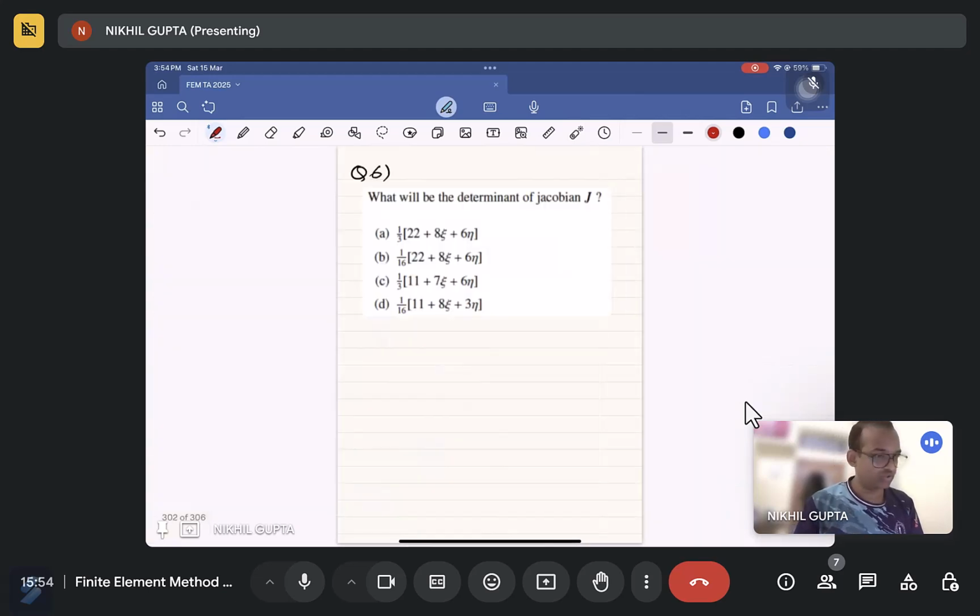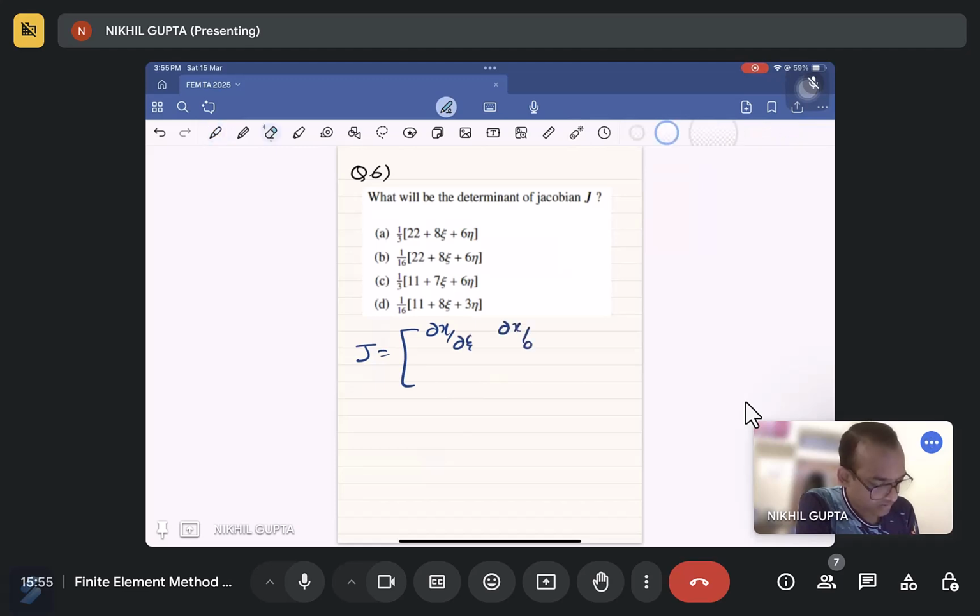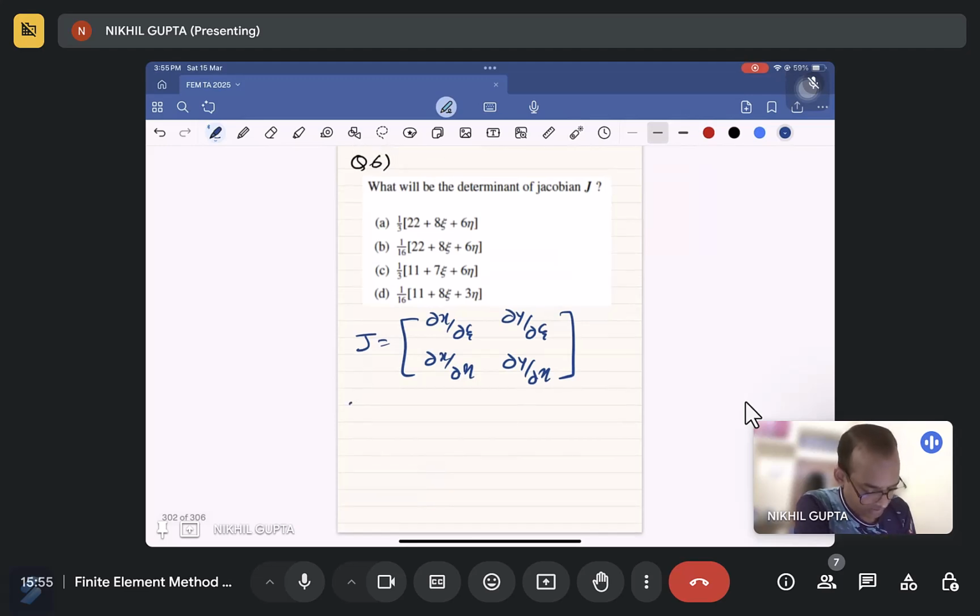Now let's go to question number 6. Okay, so what we have to do, we have to find the determinant of the Jacobian. So we know what Jacobian is. It's del x by del xi, del y by del xi, del x by del eta, and del y by del eta. Okay, so now we have x and y with us. If the question is linked with the previous one, so let's write the x and y which we have got.